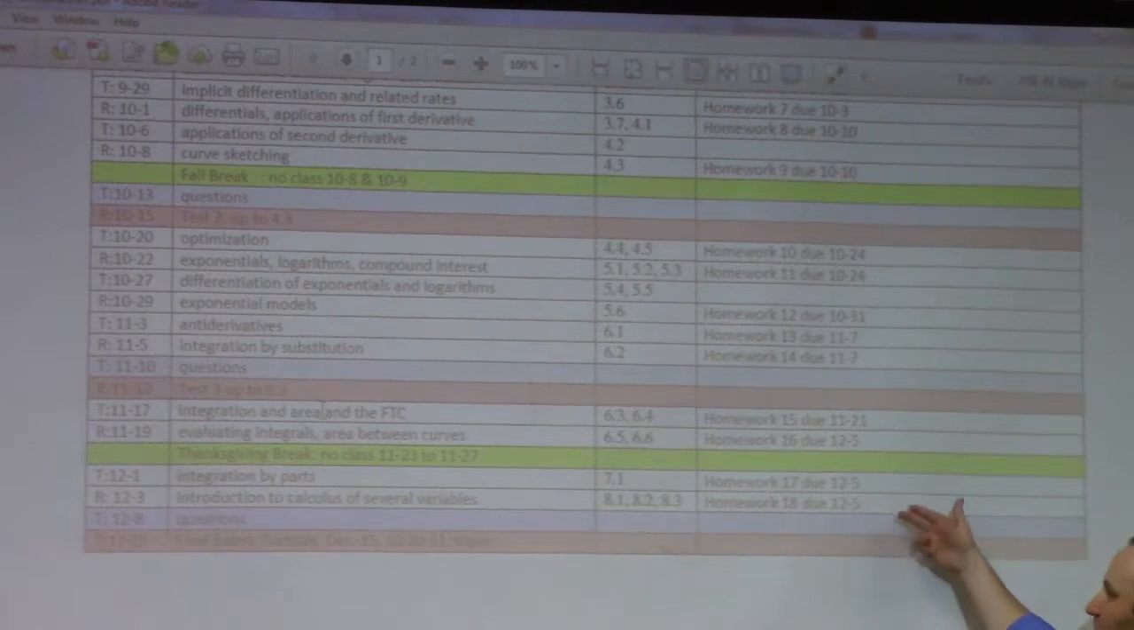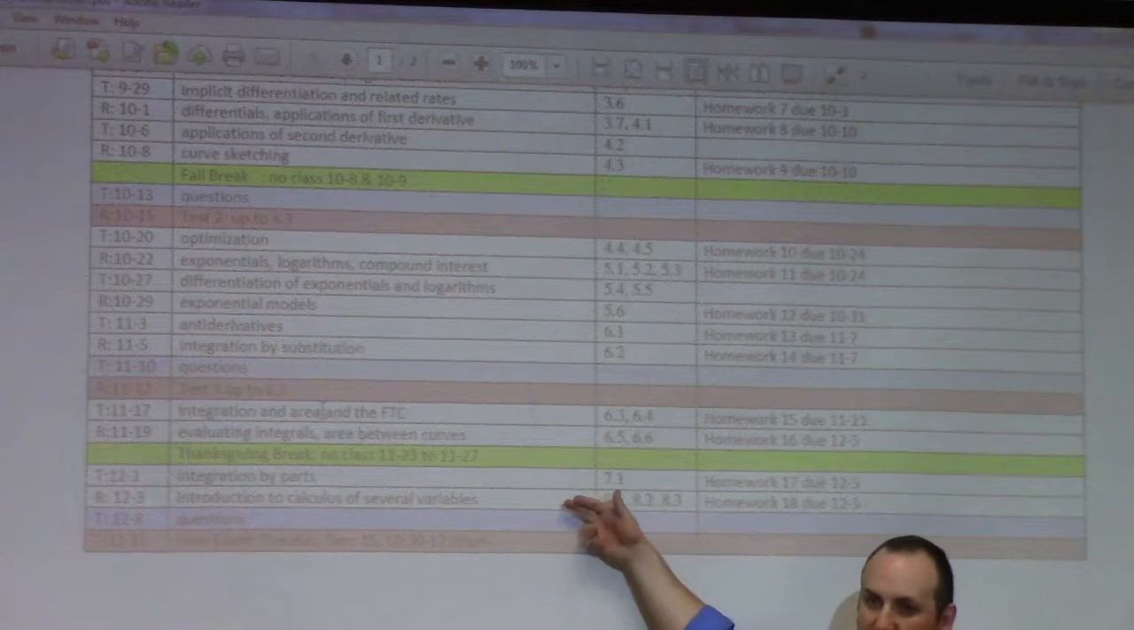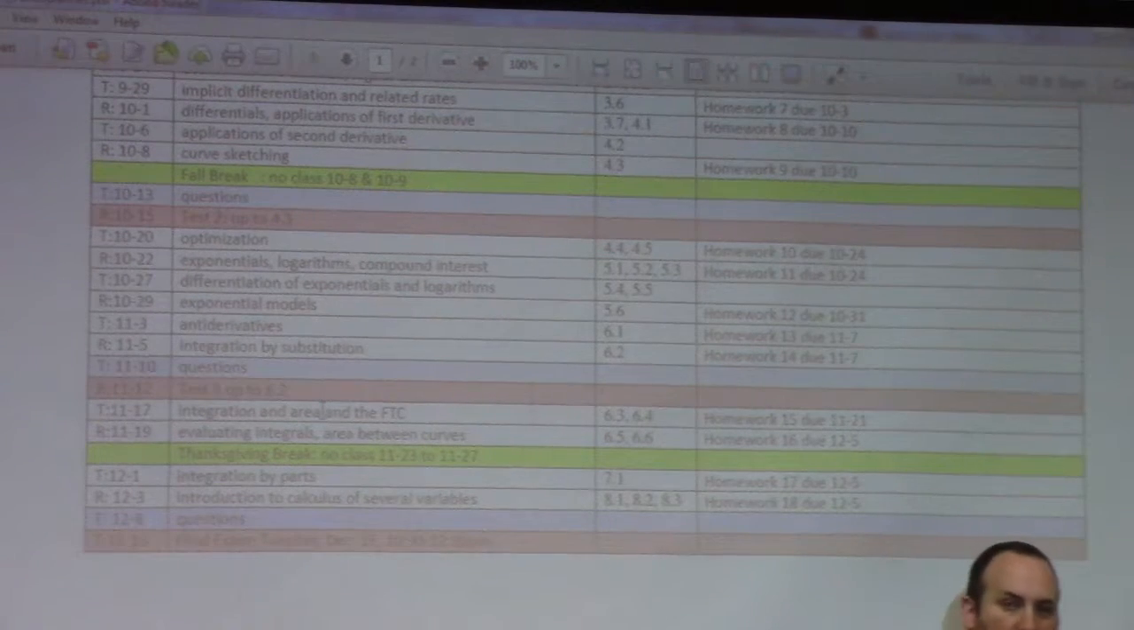Don't be scared of this. This is actually really, really easy material. It's not bad. And it actually helps us review the first part of the course again, believe it or not. But yeah, the final's comprehensive. It'll be a little bit of everything. So anyway, enough about that.